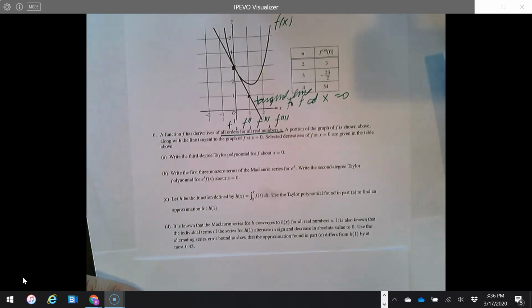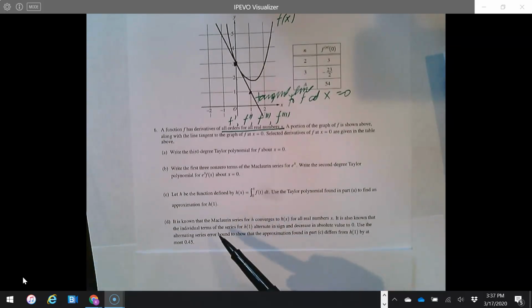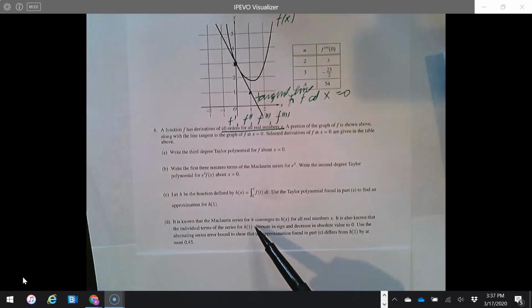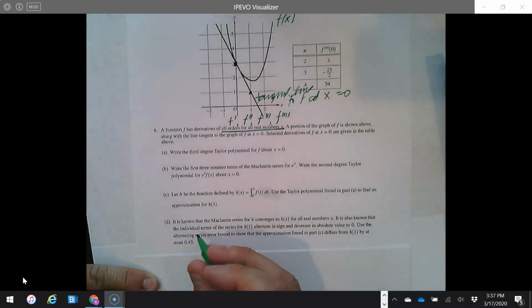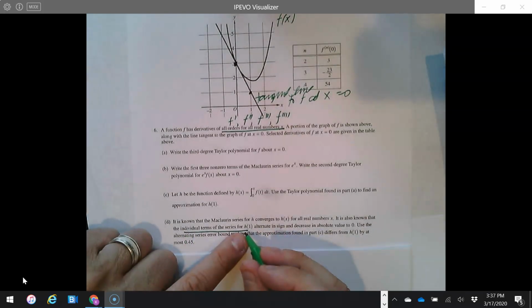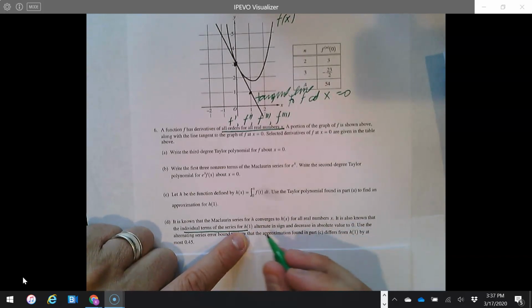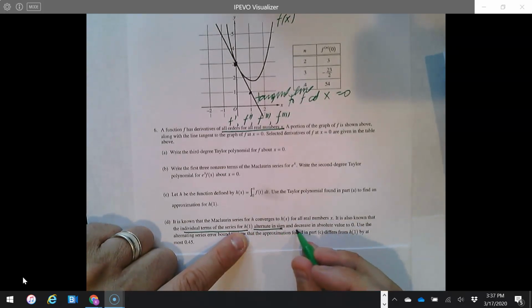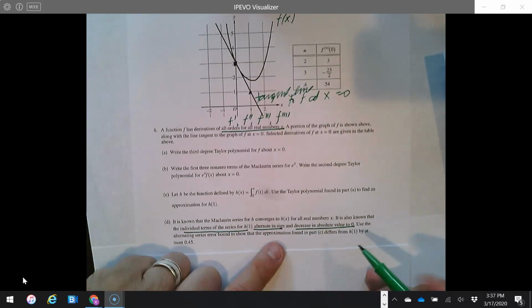In part D, they go on to say, it is known that the Maclaurin series for h converges to h of x for all real numbers x. Okay, let's keep going. It is also known that the individual terms of the series for h of 1 alternate in sign and decrease in absolute value to 0. So the individual terms for h of 1, the way I approximate h of 1, alternate in sign and decrease in absolute value to 0.